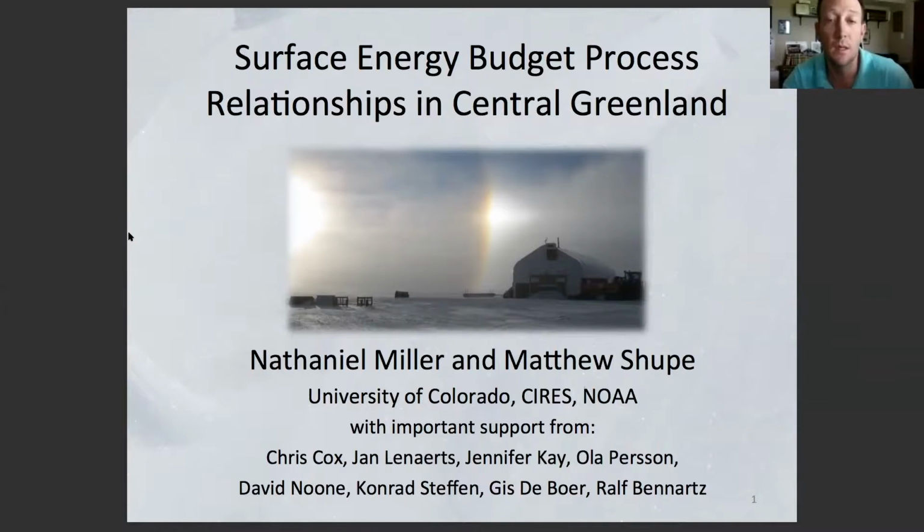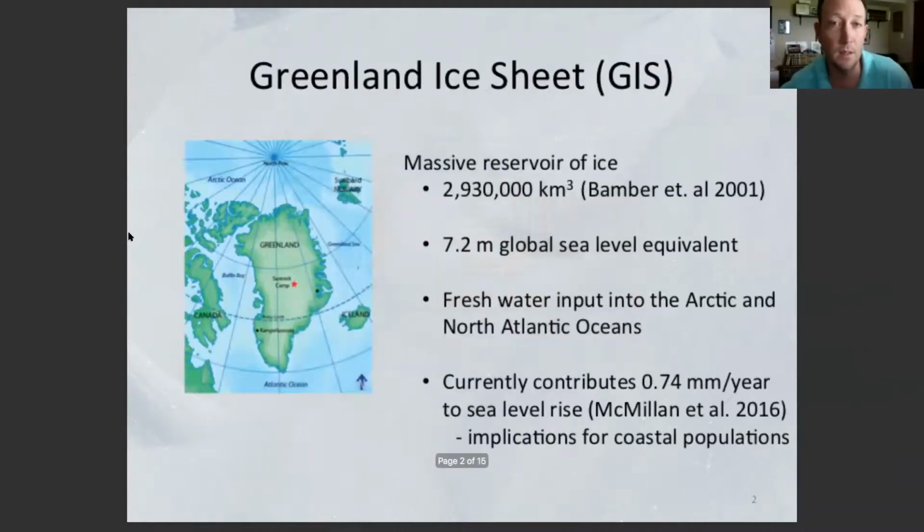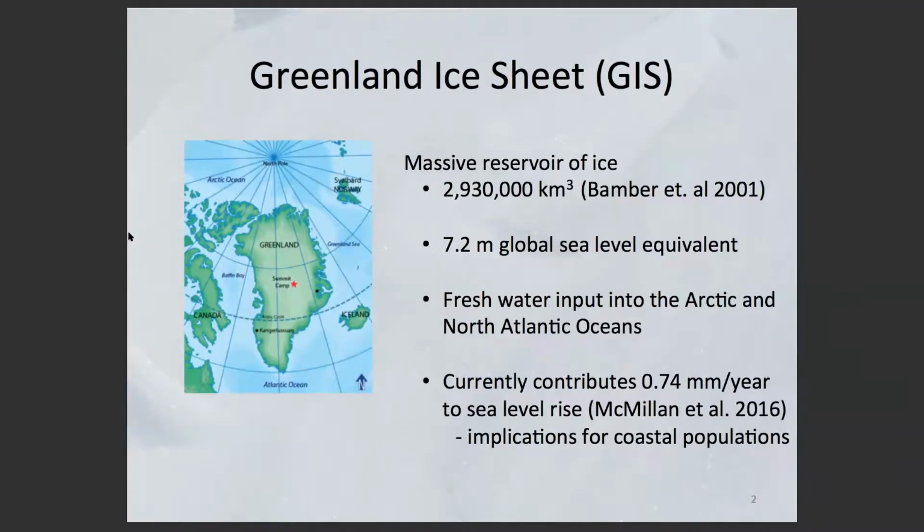I'll be focusing on the surface energy budget and the process relationships between the different terms, specifically at Summit Station, and taking a more detailed approach using the observations that we've been fortunate enough to take up there. And not to belabor the importance of the Greenland Ice Sheet, but just an overview about how it's contributing to sea level rise across the globe, freshwater, with implications for freshwater input into regional oceans.